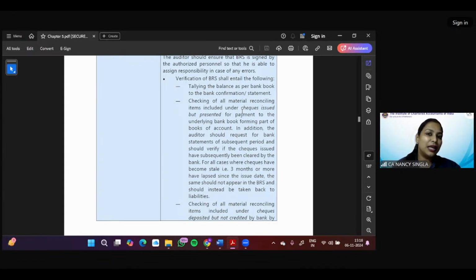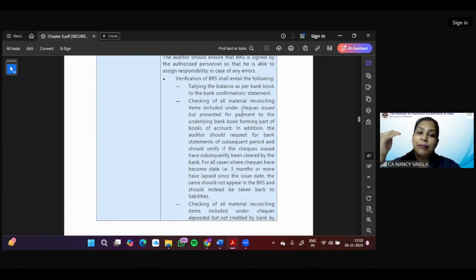First is what? Compare the balance with the bank statement. Then material reconciling items. So the keyword here is what? Material reconciling item. So what is it? Checks issued but not presented for payment. If such is the situation, what can the auditor do? He can obtain the bank statement for the subsequent period, because there the checks must have been accounted for by the bank. So the auditor will obtain what? The subsequent period bank statement, right?